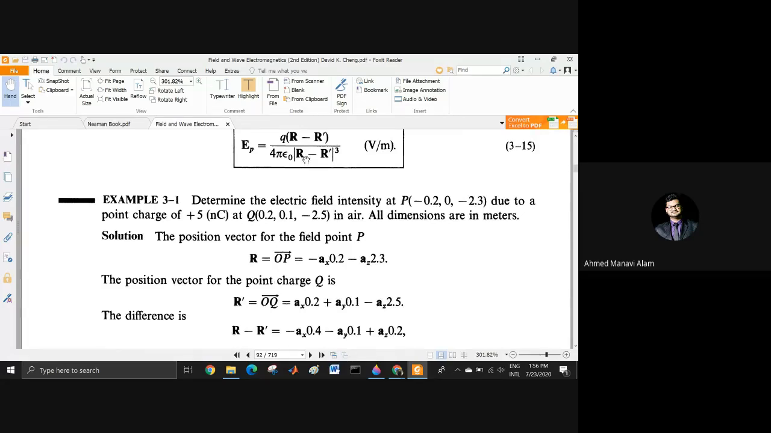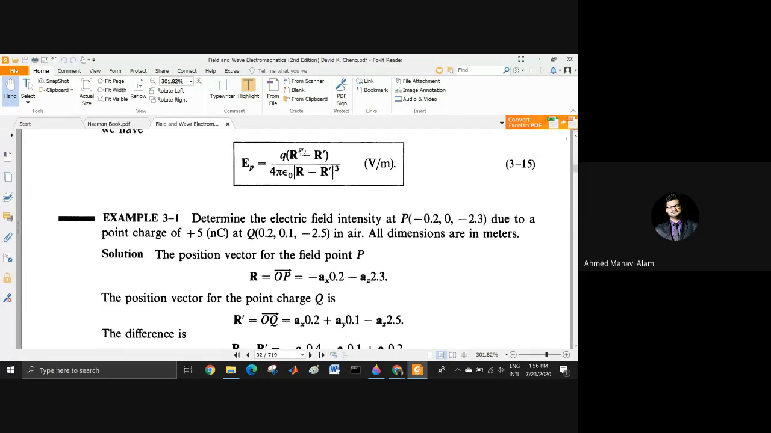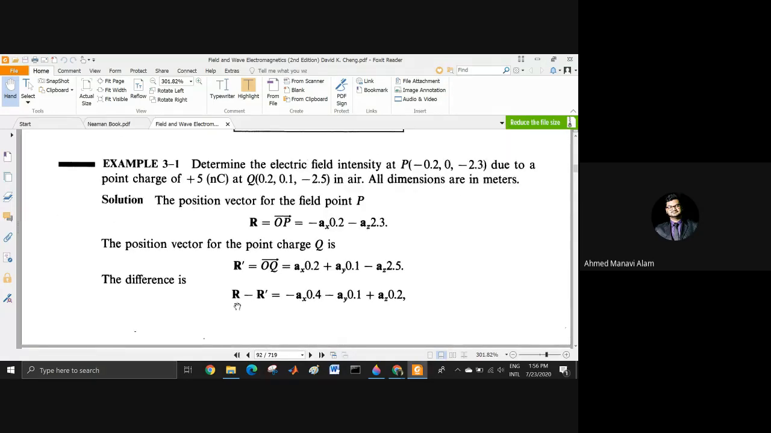Now here we can see we need R minus R prime. So R minus R prime is, I'm subtracting this term from this term. By subtracting, I'm getting this value. Okay, do it at home. I hope you will understand the algebra.